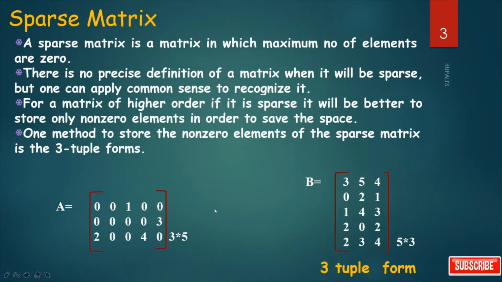Now, for 0th row and second column, the non-zero element is 1, so I have to write 0, 2, 1. For first row and fourth column, the non-zero element is 3, so I write 1, 4, 3. For second row and 0th column, the non-zero element is 2, so I write 2, 0, 2. And for second row, third column, the non-zero element is 4, so I write 2, 3, 4. In this way, we can represent a sparse matrix in its three-tuple form.